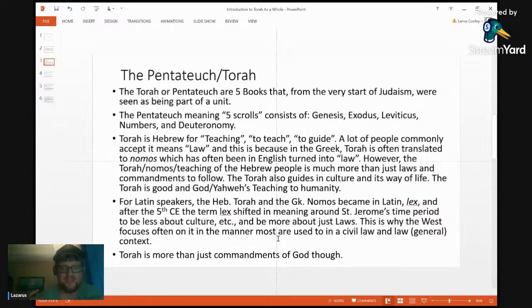So a lot of it is teaching. A lot of it's still teaching you, guiding you. I just wanted to emphasize that Torah is not just about law. So there you go with that. It's also about the culture, way of life. It's more than just commandments of God.